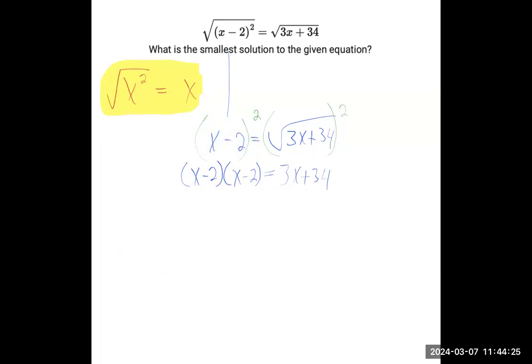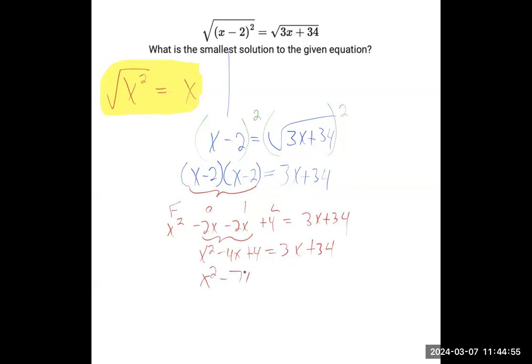So right here, we'll go ahead and do first, outer, inner, last. First times first, x squared. Outer times outer, minus 2x. Inner, inner, minus 2x. Last and last, positive 4. And that equals 3x plus 34. Combine like terms. X squared minus 4x plus 4 equals 3x plus 34. Take away 3x from both sides, take away 34 from both sides. We'll have x squared minus 7x minus 30 equals 0.